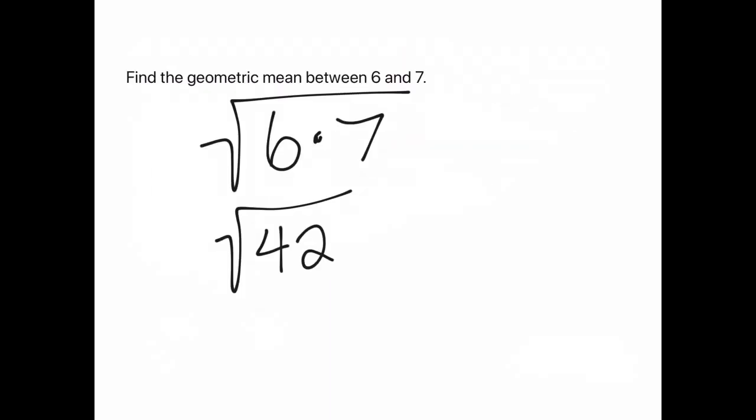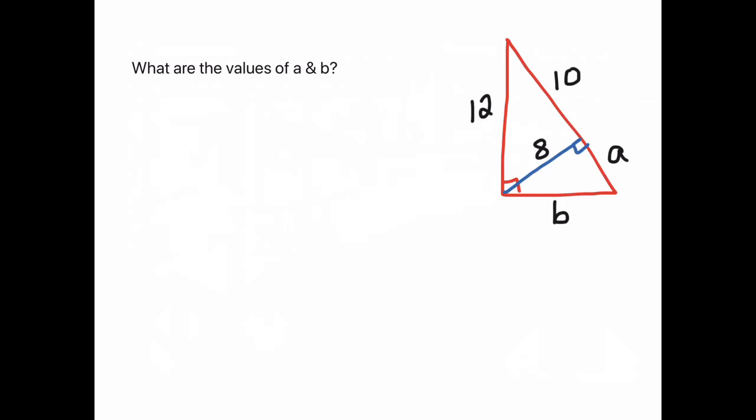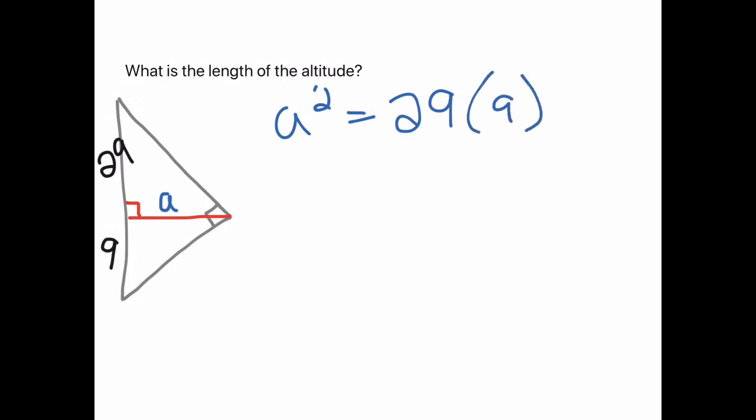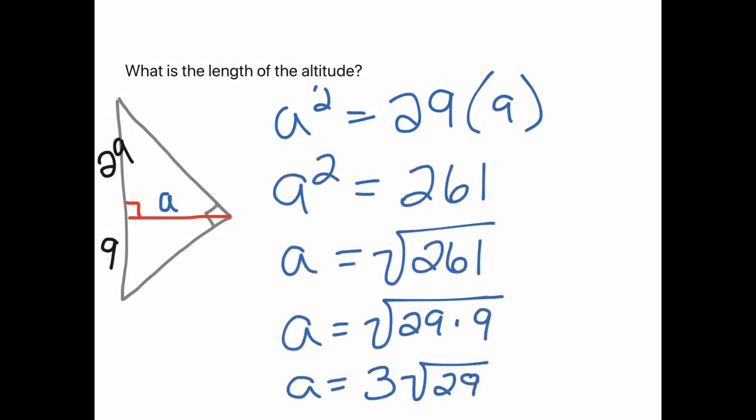All right, our next question wants to know the values of a and b, but in order to solve this question, it's actually easier to go to the next couple, because we're going to use corollary 1 here. We have an altitude, a, and corollary 1 says that the altitude squared equals each piece of the hypotenuse multiplied by each other. So a squared is going to equal 29 times 9, and we'll solve for a. And when we do, what we get is that a equals 3 radical 29.